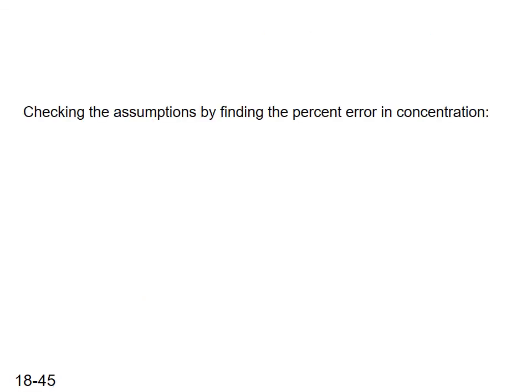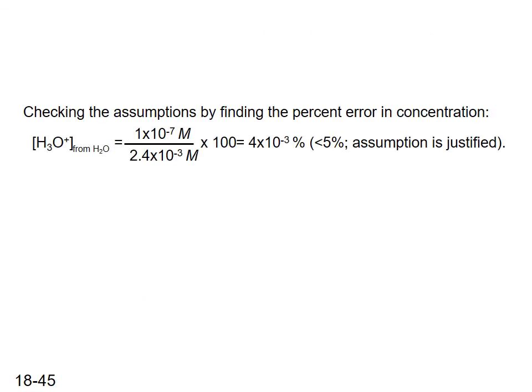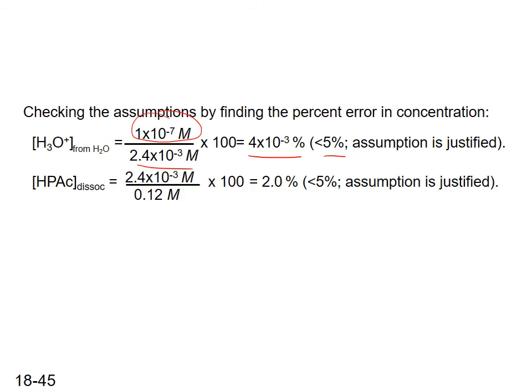So here is the calculation. First, the hydronium ion from water autoionization divided by the hydronium ion calculated is very small, so much smaller than 5%. So it's justified. Next is X divided by the initial concentration, which is 2%, and therefore it's justified.